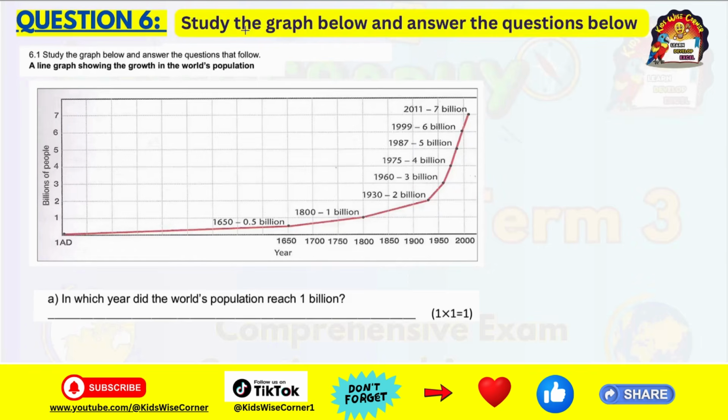In which year did the world's population reach 1 billion? So if we look on our graph, and if we look for 1 billion, there it is. So in which year did the world's population reach 1 billion? There's 1 billion here. It's the year 1800.